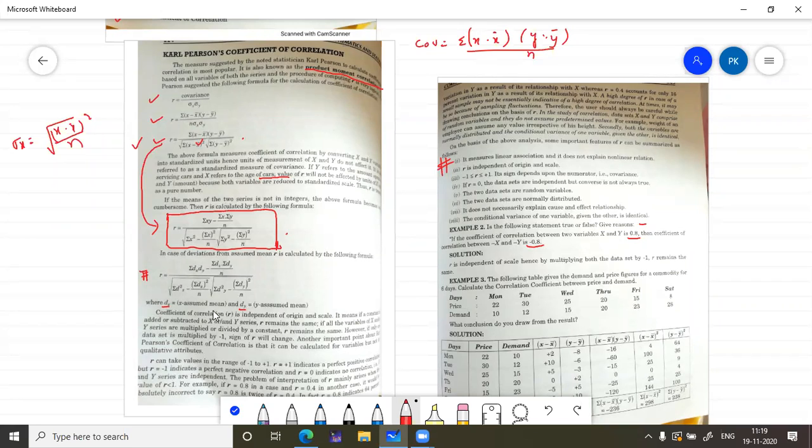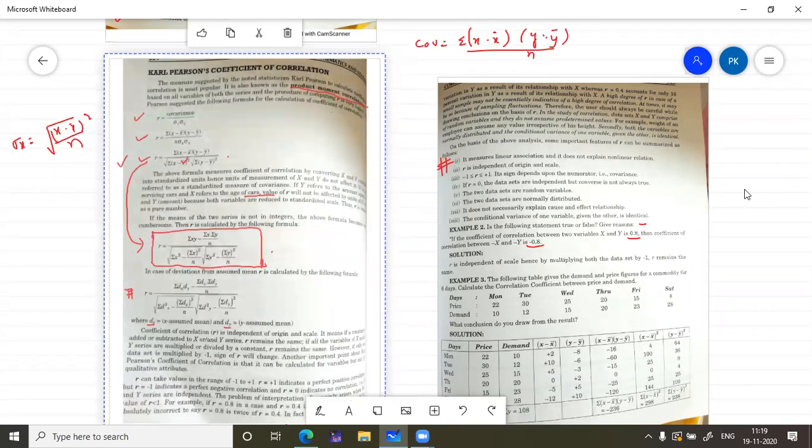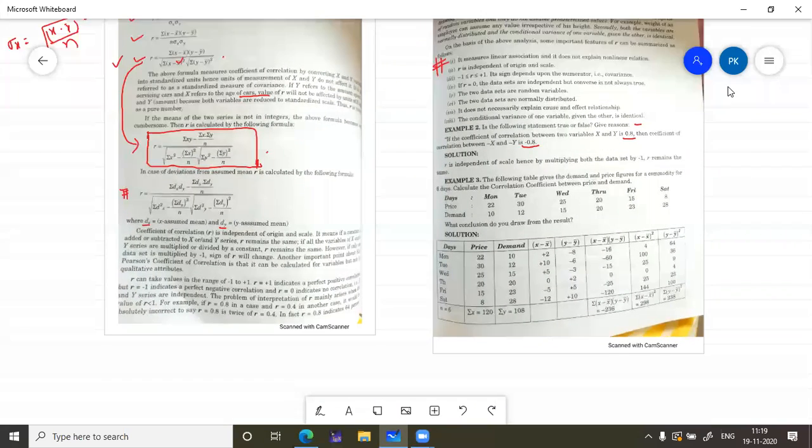I have told you this already. It is independent of origin and scale. If the value is +1, then perfect positive correlation. If it is -1, then perfect negative correlation. R equal to 0 indicates no correlation, meaning the series are independent of each other. Is this okay? Let's see the problem.